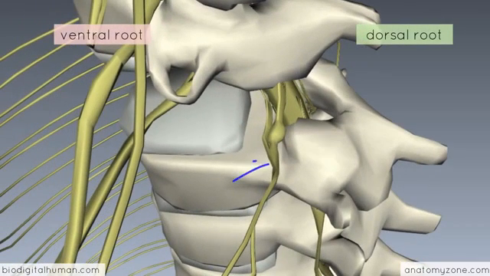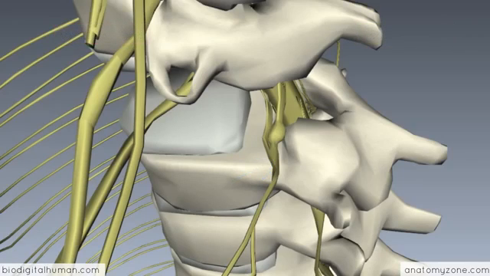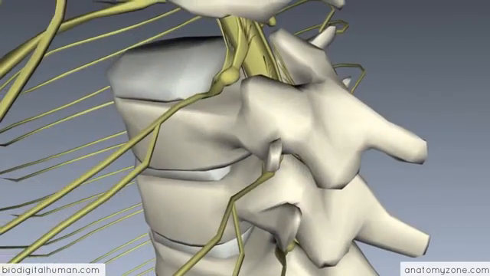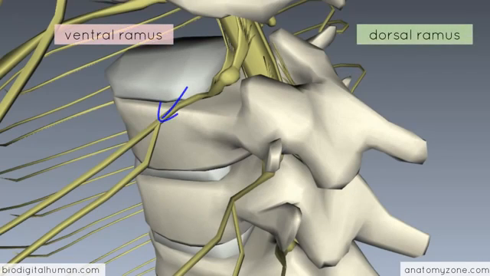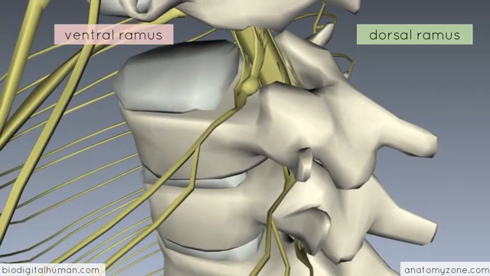These roots converge to form the spinal nerve itself, and the spinal nerve exits the vertebral column via the intervertebral foramina. Immediately after leaving the intervertebral foramina, there's another division. The spinal nerve divides into a ventral and dorsal ramus. It's not actually shown clearly on this model, but the ventral ramus is a lot thicker than the dorsal ramus. Essentially what you need to know is that the ventral ramus supplies the muscles and skin of the front of the body, and the dorsal ramus supplies the muscles and skin of the back.